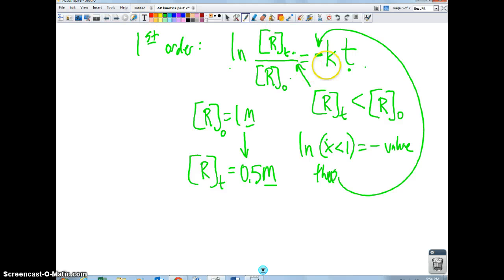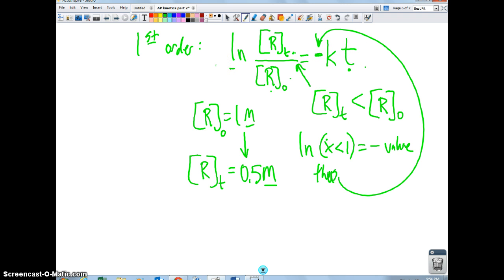So like we mentioned, this negative sign is about keeping this left side negative because of the ratio between time expired and initial concentrations, with negative on the other side because you can't have a negative time and k is going to be a positive value. So for first order reactions, the natural log of the concentration of R at time t divided by the concentration of R at time 0 equals negative kt.